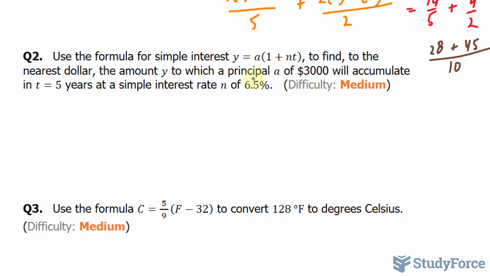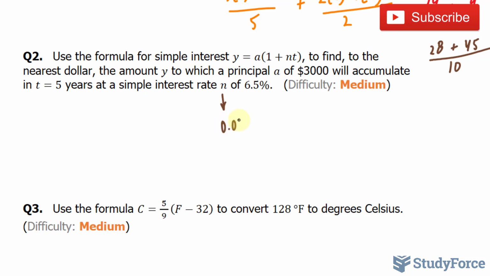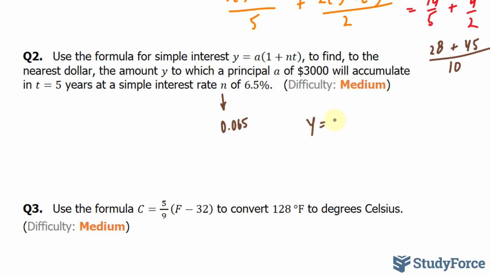So the first thing is we convert 6.5% into decimal by dividing by 100. This should give us an n value of 0.065. Once we've done that, we can substitute everything they've given us. They want y, so we have y is equal to a, which is 3,000. And keep in mind that this is an equation, whereas in question 1, all of them were expressions. There were no equal signs.